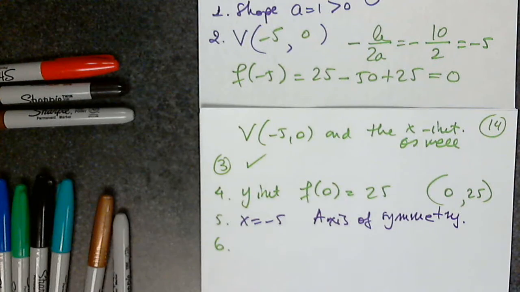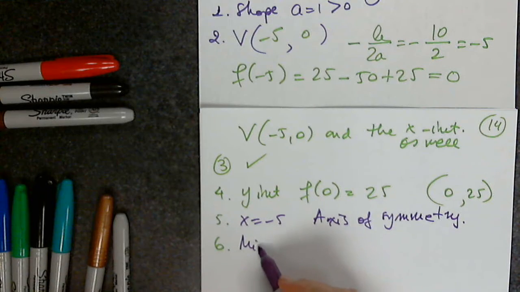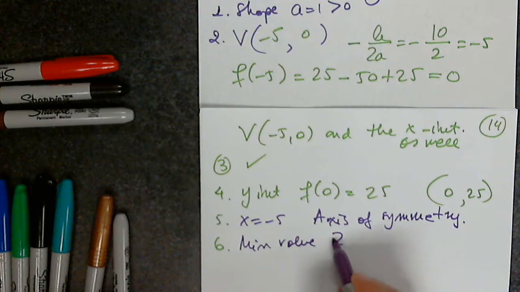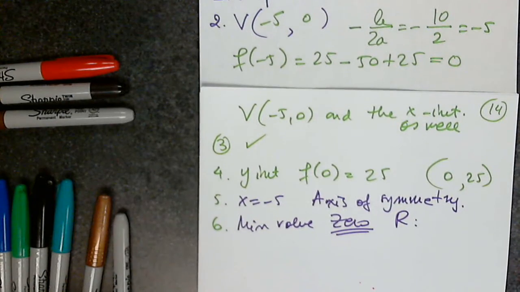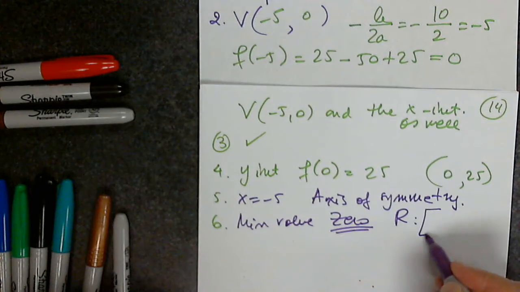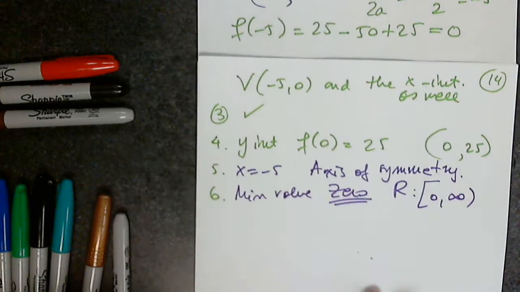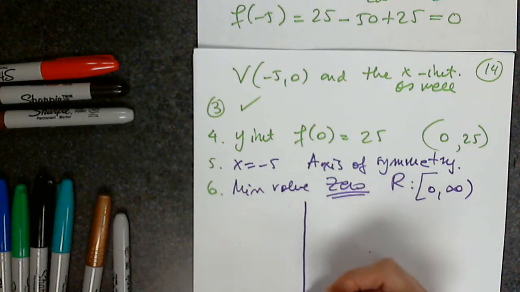Since this parabola has a minimum, what is its minimum value? Yes. Very good. 0. Can anyone give us the range? Right. So we know how the graph looks.